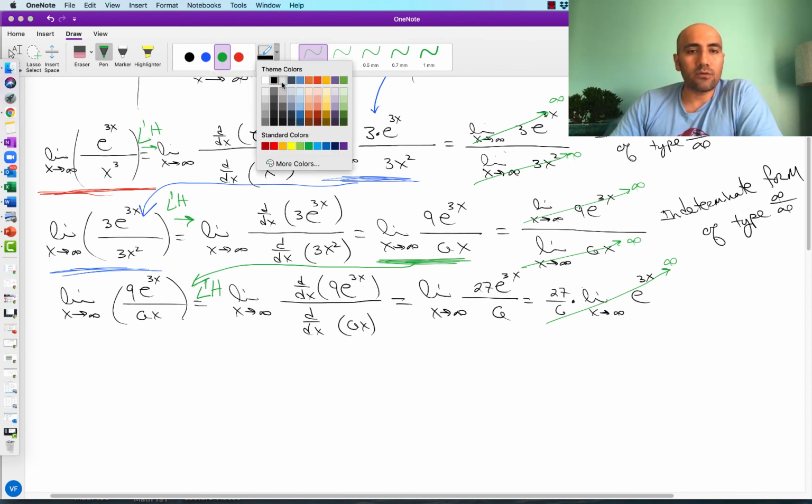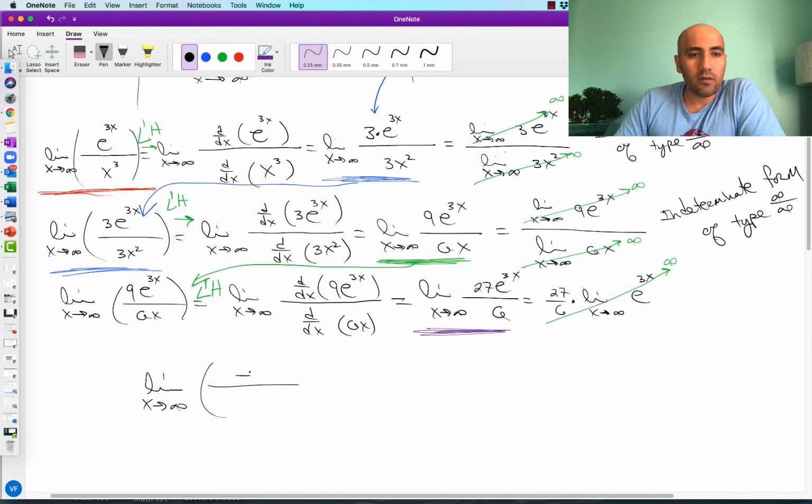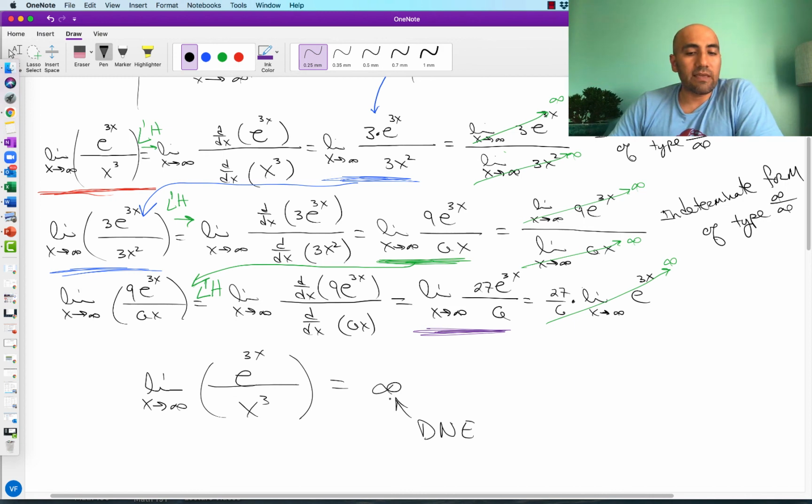So that led us to this one. And this one, we can see, is heading toward infinity. So now we can tie it all back in and go back to our original limit, the limit as x approaches infinity of e to the 3x divided by x to the third power, which then is infinity. Remember, that's a fancy way of saying does not exist. We have a better idea of how it doesn't exist: it goes toward positive infinity.